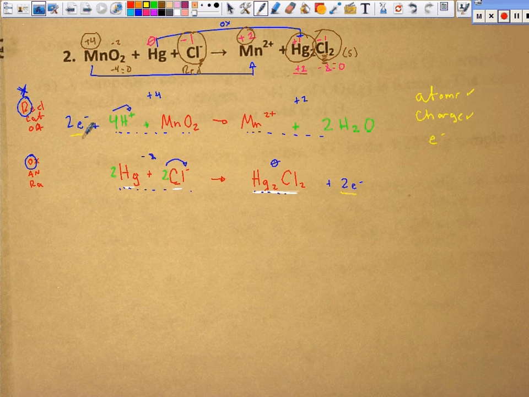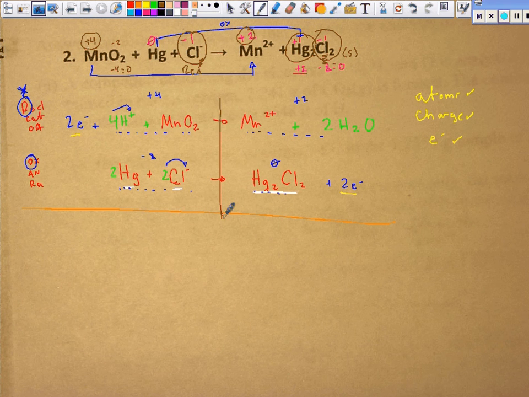So we have 4 H pluses plus MnO2 plus 2 Hg's plus 2 Cl minuses. And we have Mn2+ plus 2 waters plus mercury chloride, Hg2Cl2, and that is it.